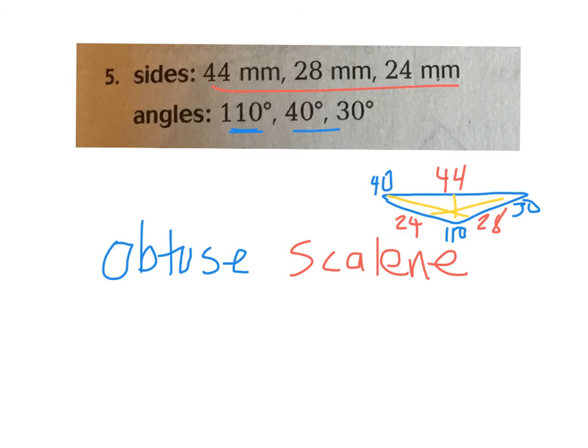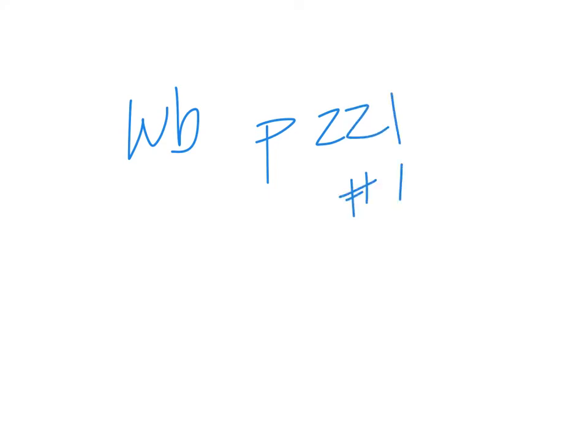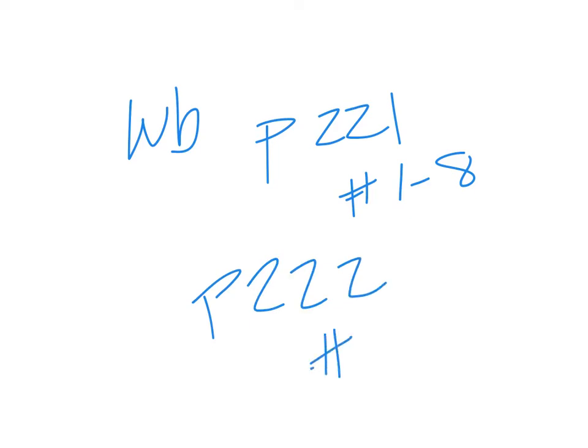So if you have any questions, let me know. Again, that chart that was at the very beginning is very important. Make sure you've put that in your journals. So this is workbook. You're doing page 221, numbers 1 through 8, and then page 222, numbers 1 through 6. All right, let me know if you have any questions.